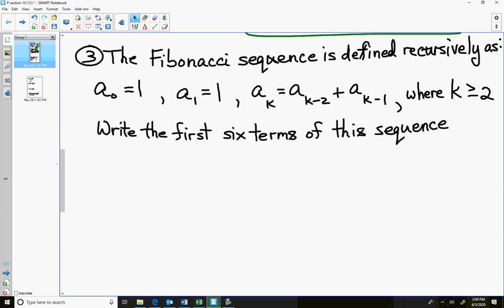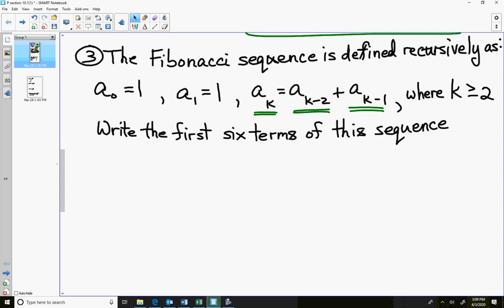All right, so number 3, Fibonacci sequence. Fibonacci sequence is defined recursively as each term is part of the term before it. A subscript 0. So they start with that instead of 1. So A subscript 0 is 1. A subscript 1 is 1. And then after that, A subscript K will equal the term that's 2 before it plus the term right before this kth term.